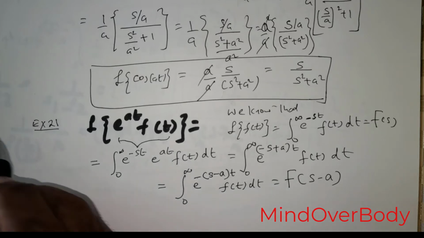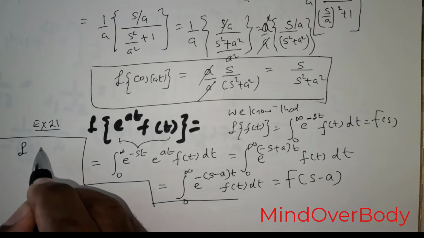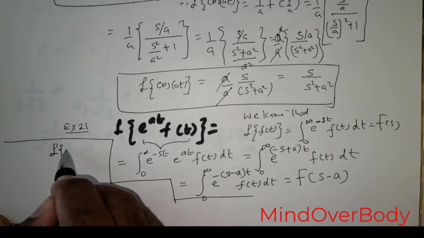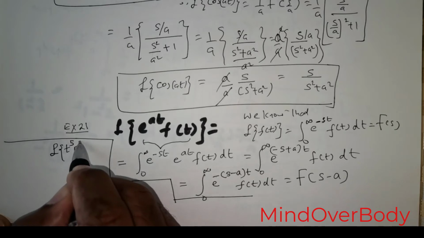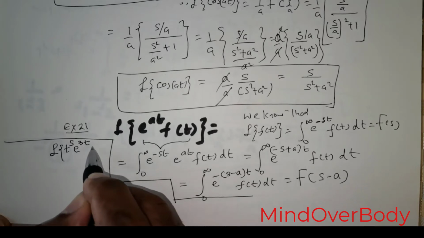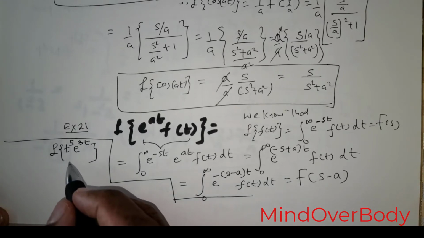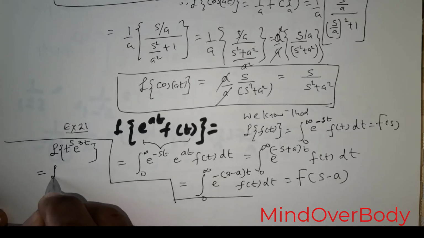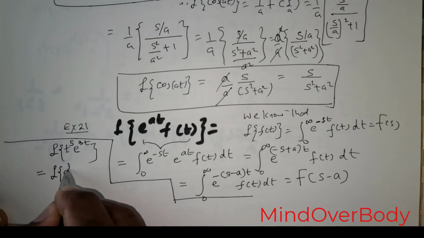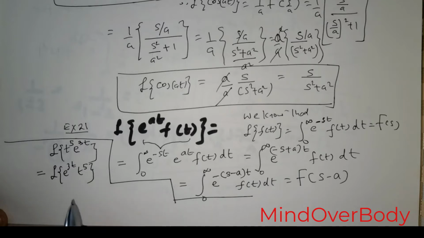Now let me give you an illustration. Imagine you are asked to find the Laplace transform of, say, t raised to the power of 5 times e raised to the power of, say, 3t. Now when you see this, the question looks really difficult, but it is not so. What I wish to do is write this as the Laplace transform of e raised to the power 3t times t raised to the power 5. Now the shift is 3 units.